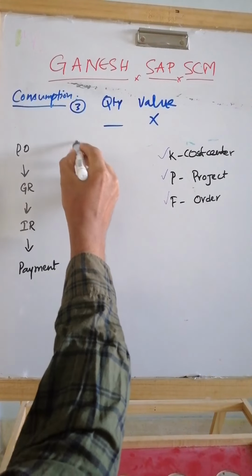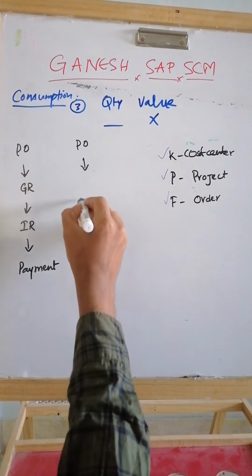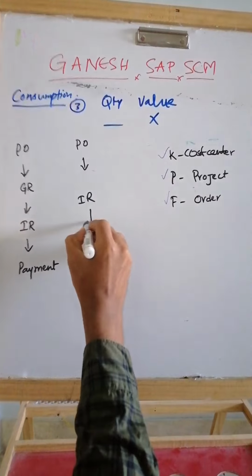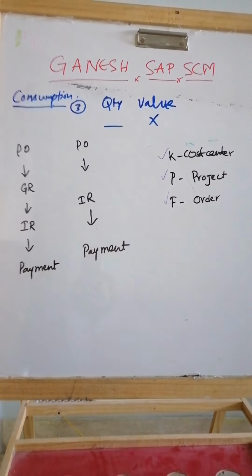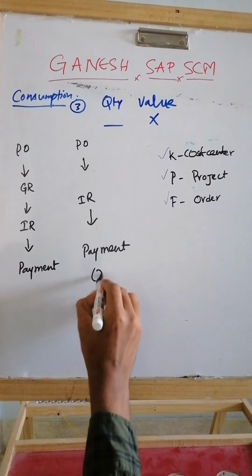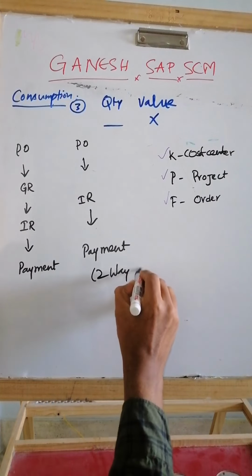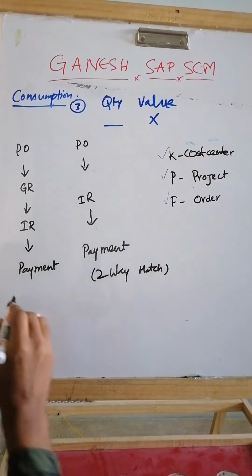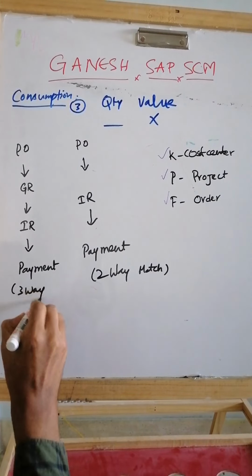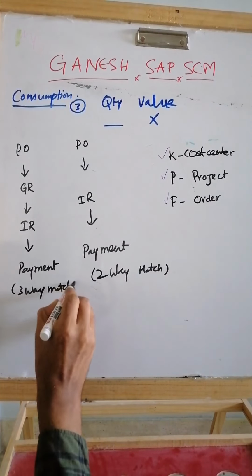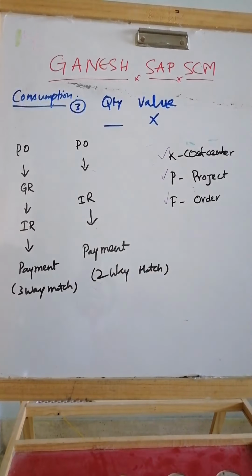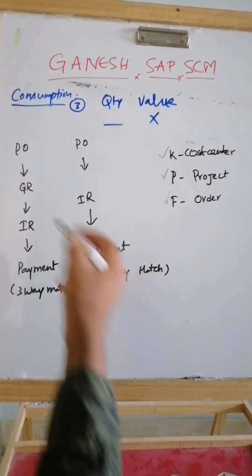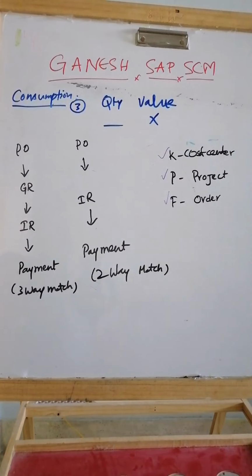So they can do PO, IR and payment. Okay, we call this one a two-way match process. This is a three-way match. Okay, GR IR payment, this is IR and payment. So PO IR payment and PO GR IR payment.